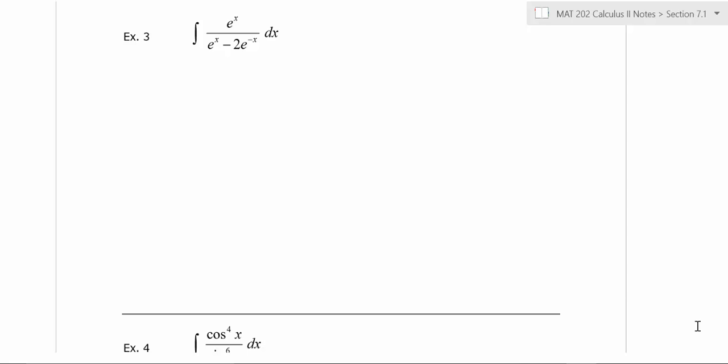Okay, kind of a pretty little introduction. We're going to go now to subtle substitutions. Use substitutions that are a little bit more challenging than the last two I did.